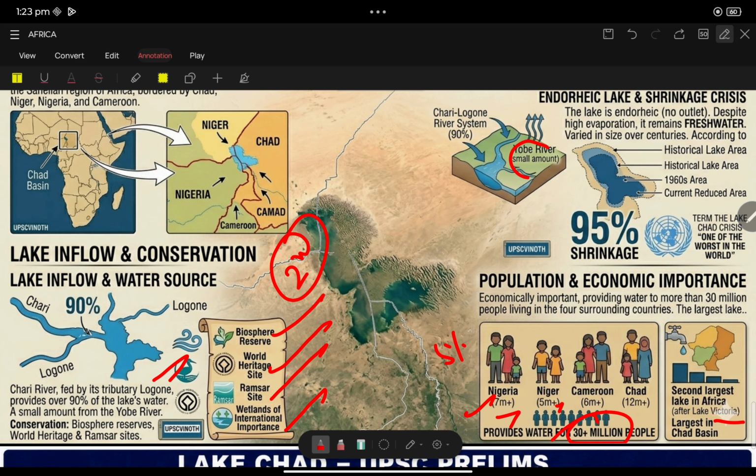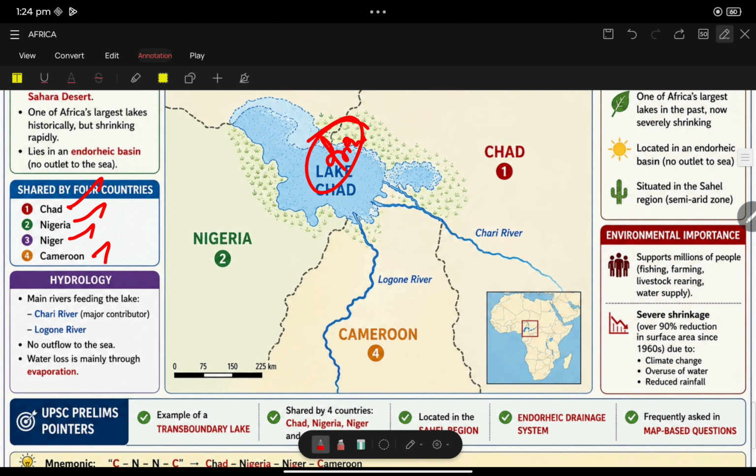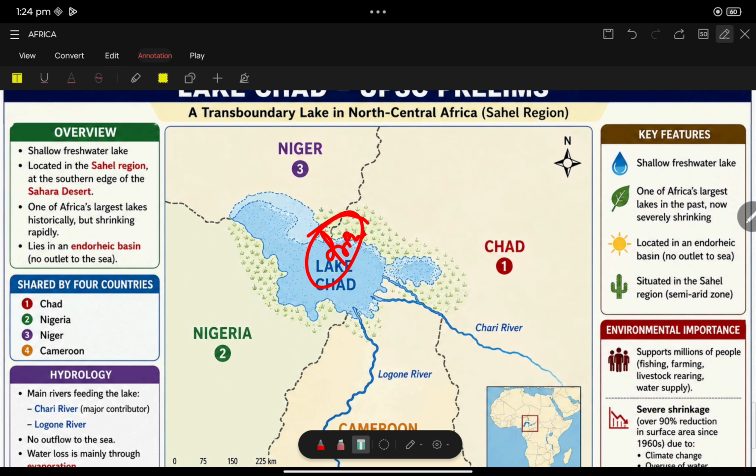The Yobe River and the Chari-Logone river system are not very important in this concept, just have a look over this. The important things are Chad, Niger, 2C, 2N. It is also present nearby the Saharan Desert.